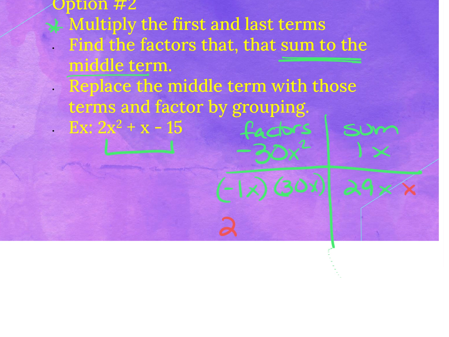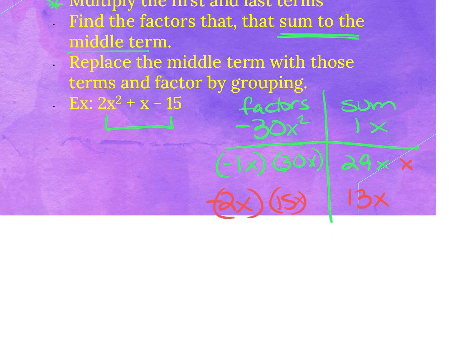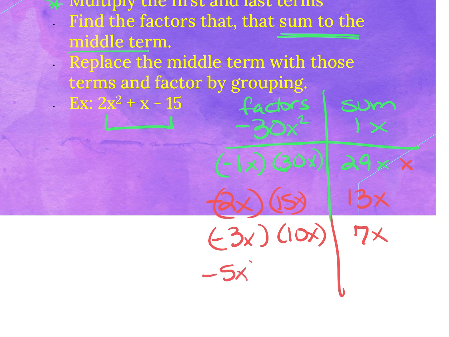I can do negative 2x times positive 15x. That gives me the negative 30x squared I need, but when I add them, I get 13x. That one doesn't work. This one, negative 3x times positive 10x will give me 30x squared, but when I add them, I still don't get the one I need. So then finally, negative 5x times 6x, this is the combination that I need to factor it.